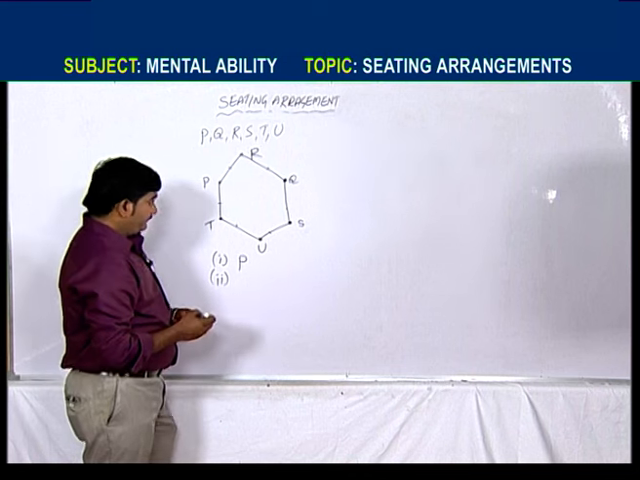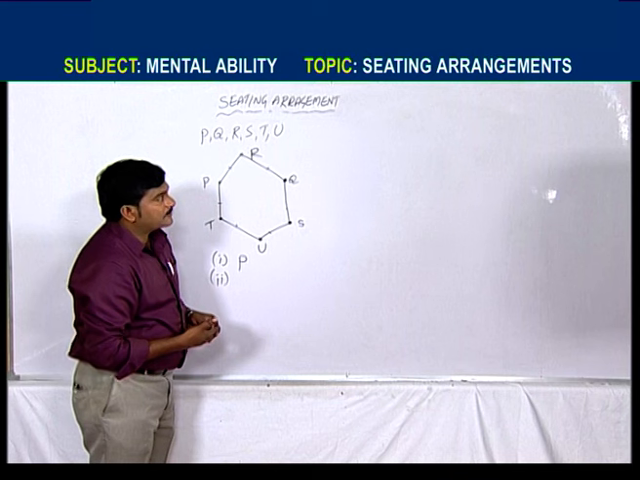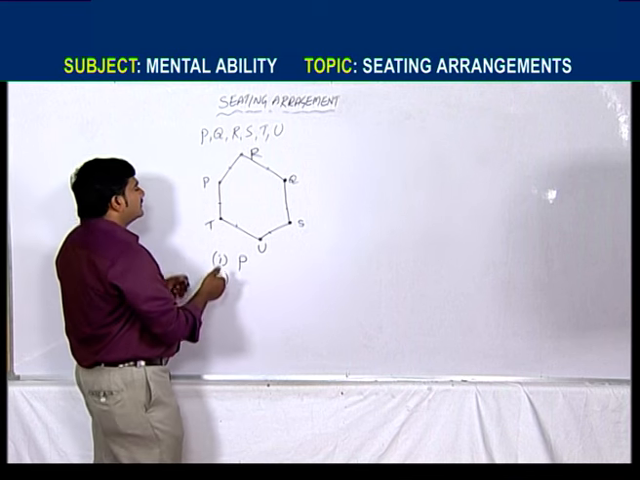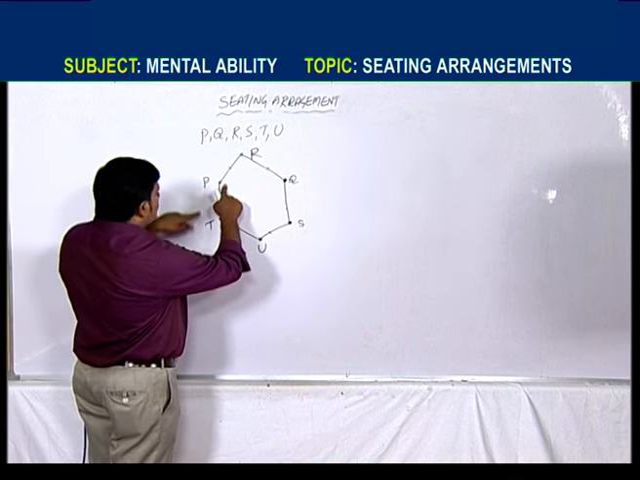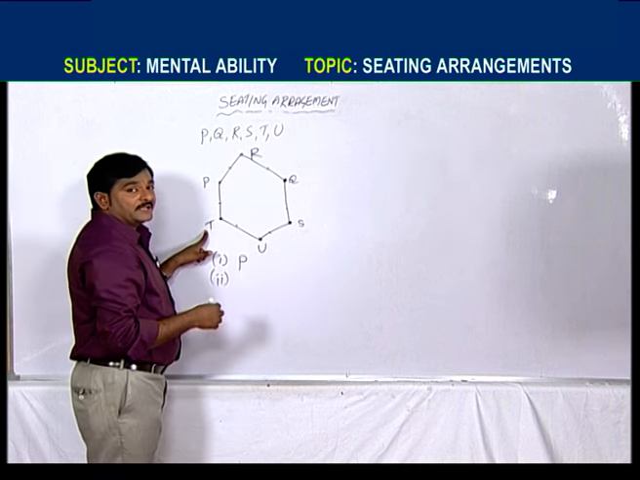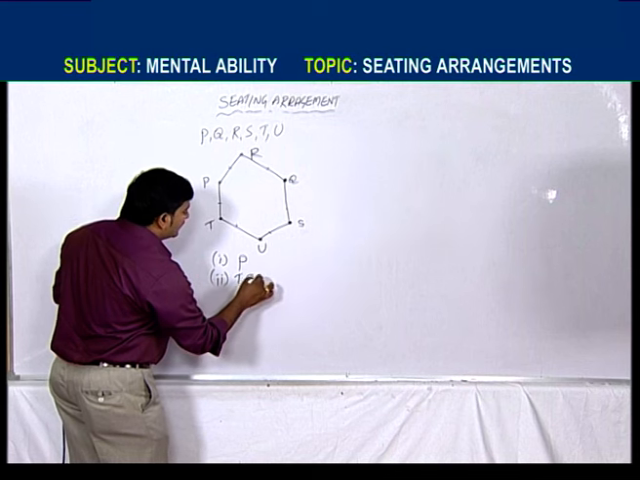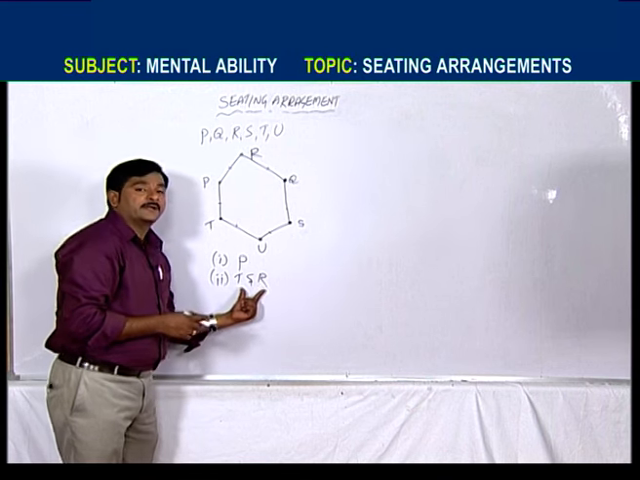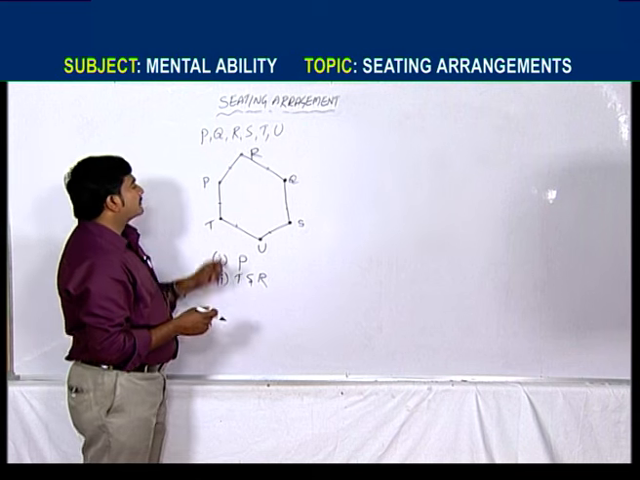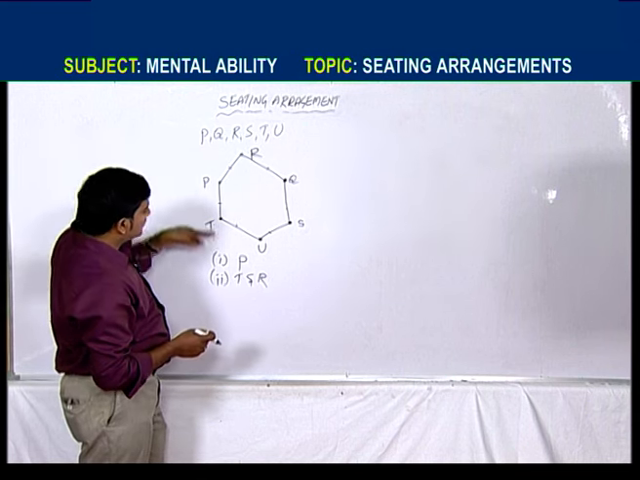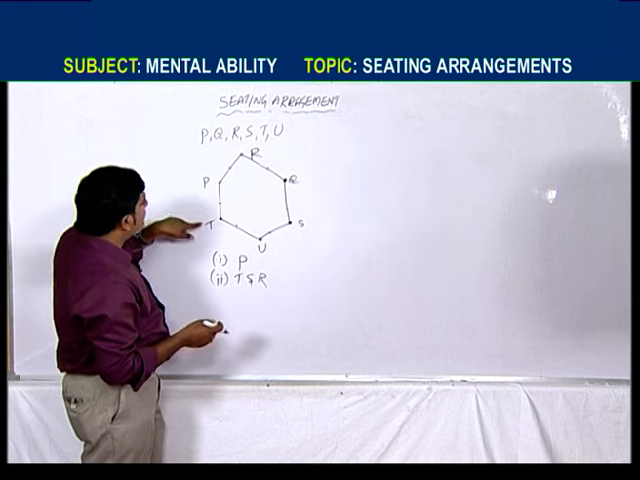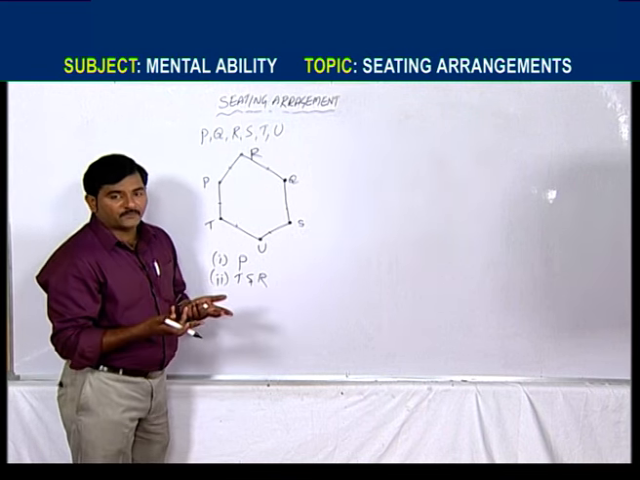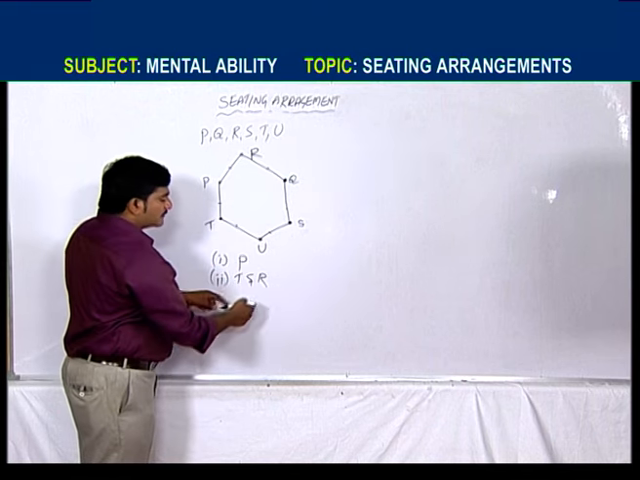Now, question number two. The second question is about what? He asked, P sits in between whom? See, observe here. What is the position of P? This is the position of P at this corner. Who sits in between? P sits in between T and R. It's not S and R, it's T and R. I repeat, P sits in between T and R. It's very clear.